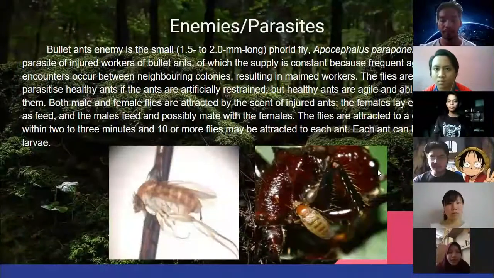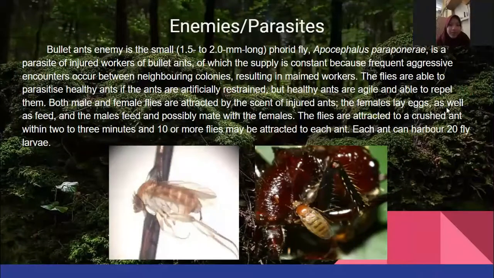Now I'll be presenting about the enemies or parasites of this species. My name is Alfra Marini. The bullet ant's enemy is a small fly, 1.5 to 2 millimeters long. Apocephalus paraponere is a parasite of injured workers of bullet ants, of which the supply is constant because frequent aggressive encounters occur between neighboring colonies, resulting in maimed workers.